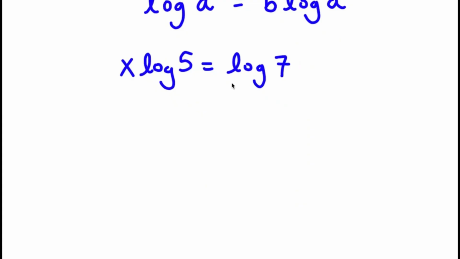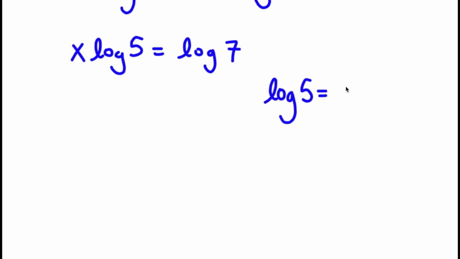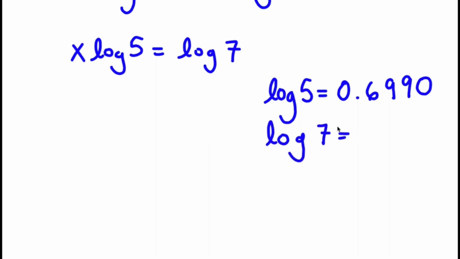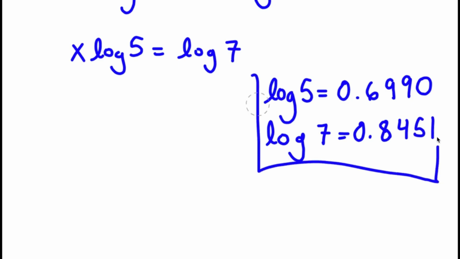Now, to simplify this, the value of log 5 is approximately 0.6990, and log 7 is equal to 0.8451. So these are my two values for log 5 and log 7.